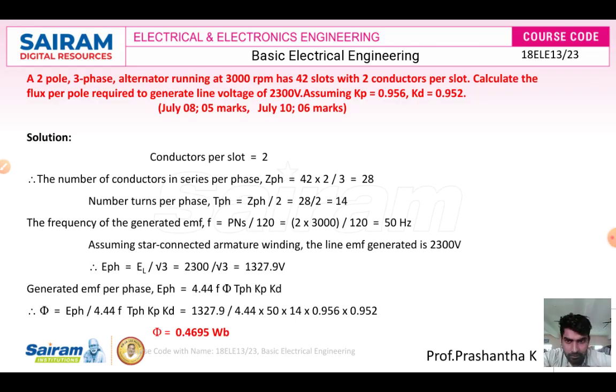The data is not given as star or delta, but we have to assume it may be either a star or a delta. That's why I have taken E phase equal to EL by root 3. We already know that for star, IL is equal to I phase and VL is equal to root 3 V phase, that is, V phase is equal to VL by root 3. For delta, VL is equal to V phase, and IL is equal to root 3 I phase. So likewise, you have to solve the problems.